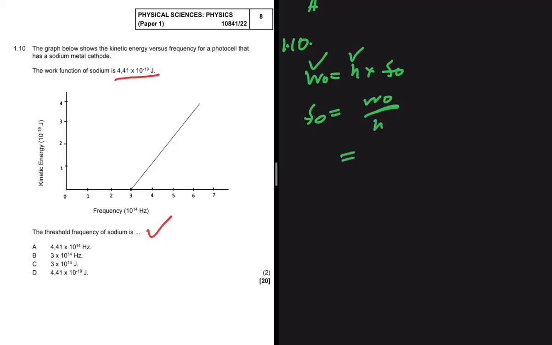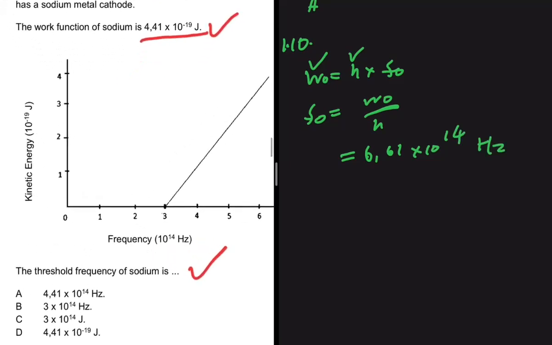Let me just look at the answer again. When you put that in your calculator, you're going to get 6.61 times 10 to the power 14 hertz. That is your answer when you use this information. And then we are given a graph. In our graph, the frequency where you start seeing some kinetic energy is given as the threshold frequency, equal to 3 times 10 to the power 14 hertz, right? So on the same question, we have two possible answers: 3 times 10 to the power 14 hertz and 6.61 times 10 to the power 14.